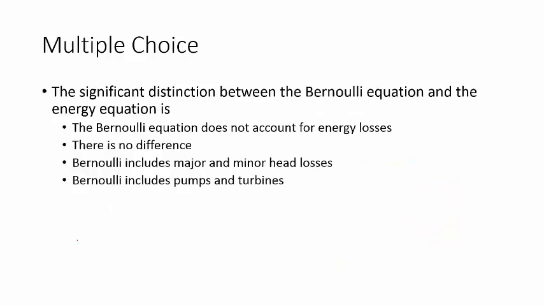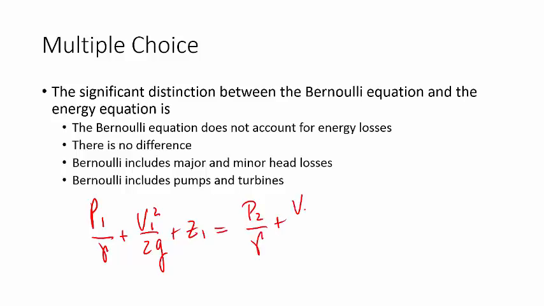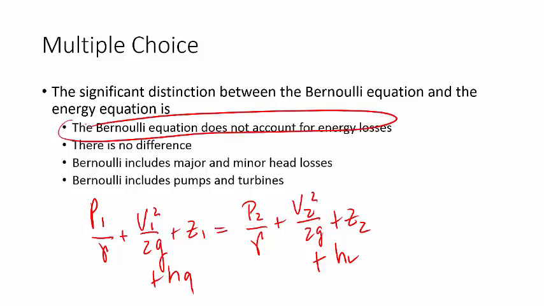The significant distinction between the Bernoulli equation and the energy equation is that the Bernoulli equation does not account for energy losses. There is no difference. Bernoulli includes major and minor head losses. Bernoulli includes pumps and turbines. Well, Bernoulli is this. So we have 2 points, and we mentioned this in class. So this is Bernoulli, and Bernoulli does not account for losses. So the Bernoulli equation does not account for energy losses.